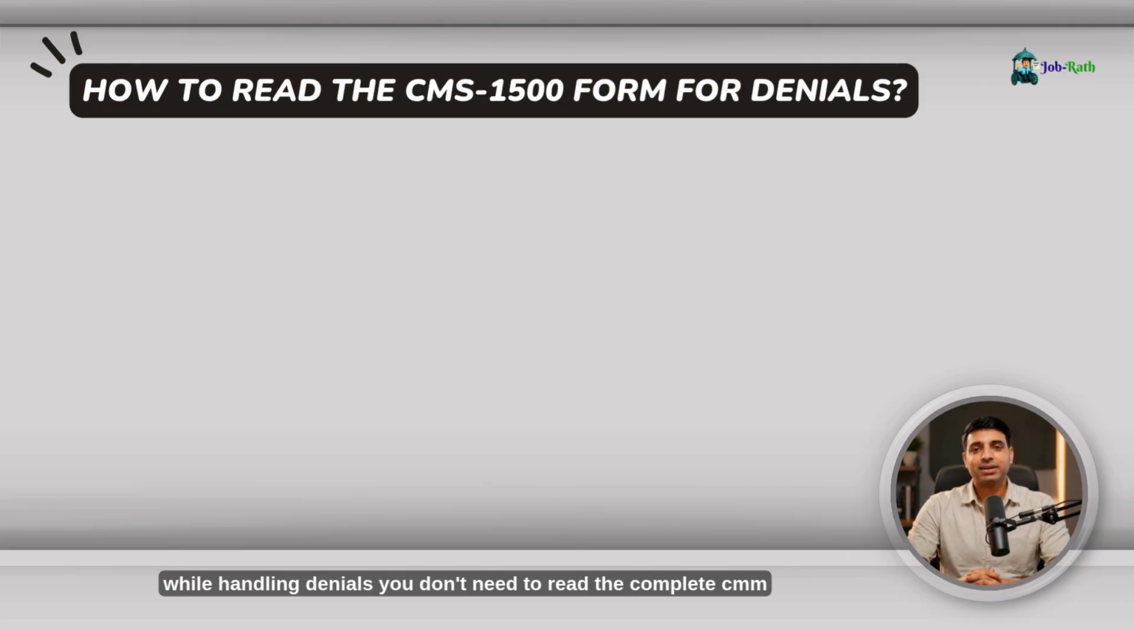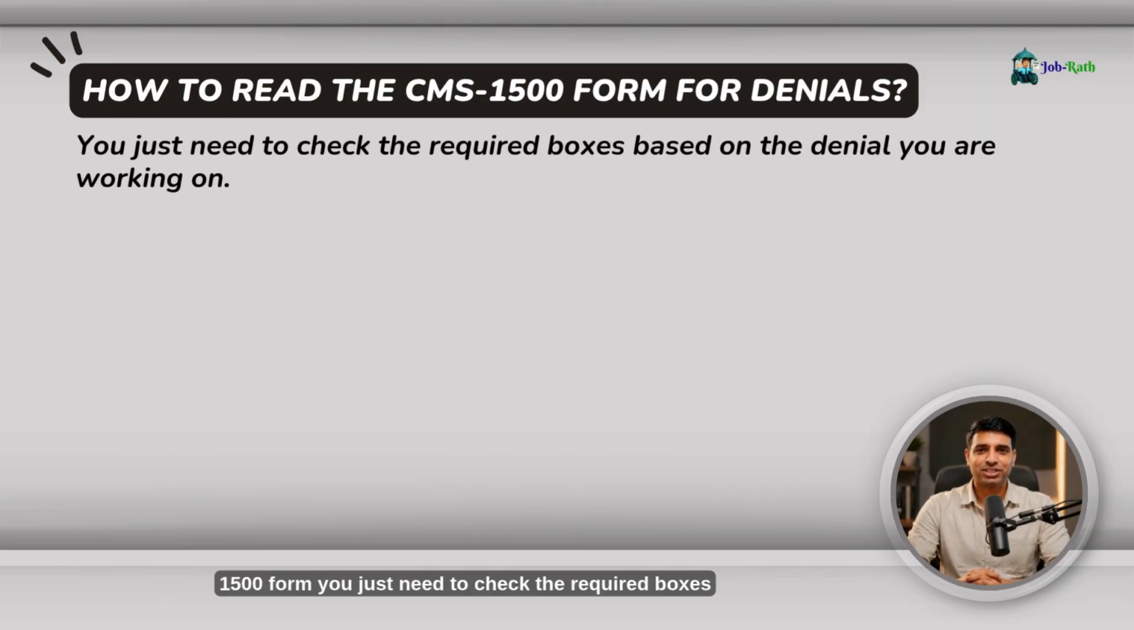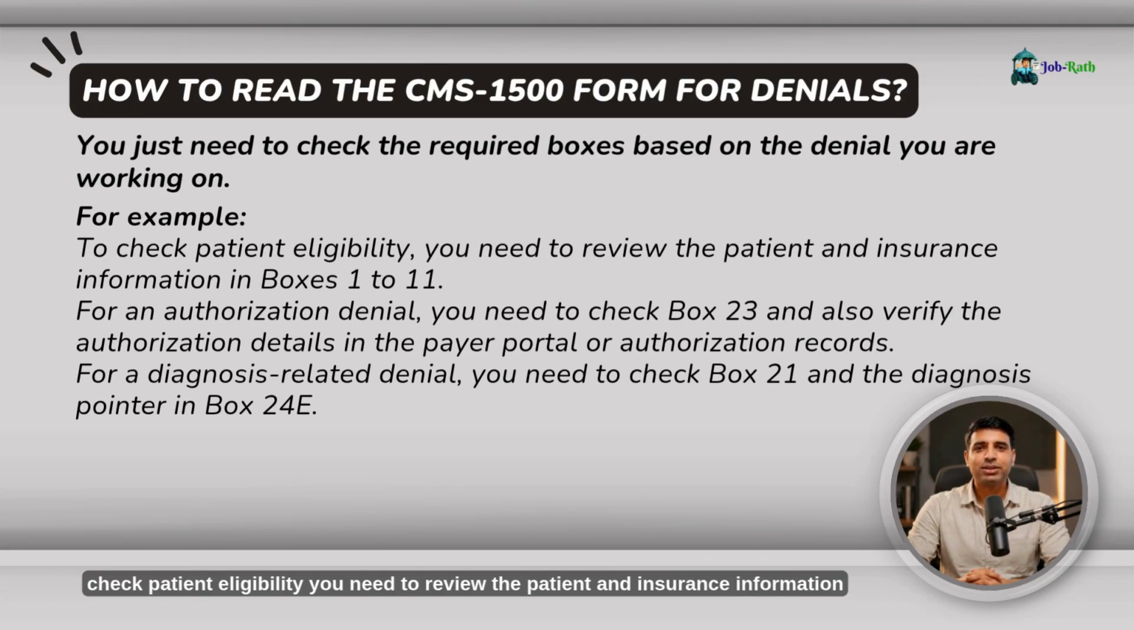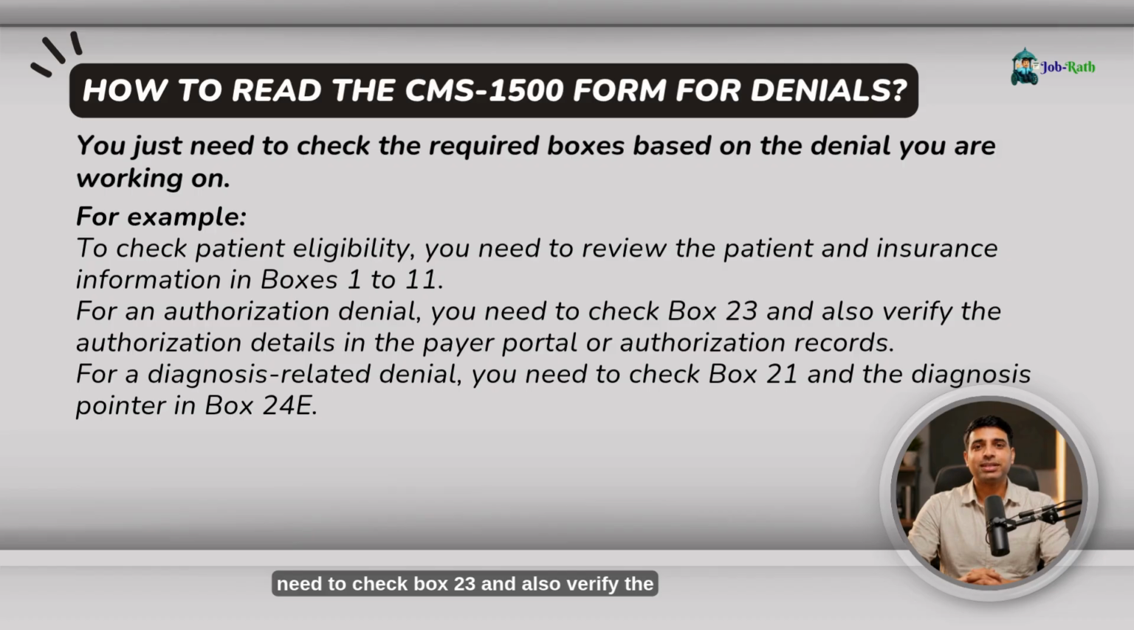So, while handling denials, you don't need to read the complete CMS 1500 form. You just need to check the required boxes based on the denial you are working on. For example, to check patient eligibility, you need to review the patient and insurance information in boxes 1 to 11. For an authorization denial, you need to check box 23 and also verify the authorization details in the payer portal or authorization records. For a diagnosis related denial, you need to check box 21 and the diagnosis pointer in box 24E. Similarly, for CPT or modifier related denials, you can go directly to box 24D.